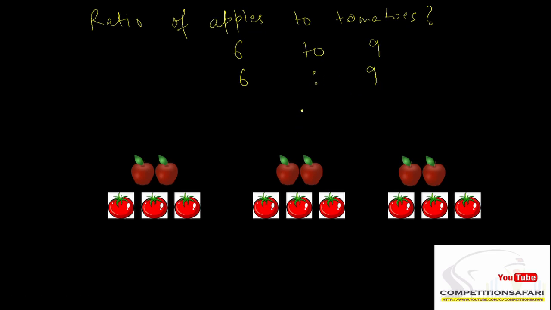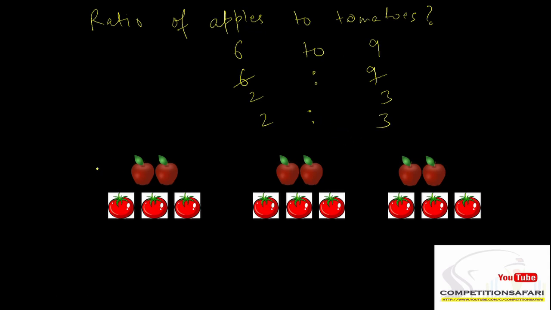We know that ratios can be reduced to their simplest forms. So 6 and 9 both are multiples of 3. They can be reduced to 2 to 3. So the ratio will be 2:3 for apples to tomatoes. What it means is that it is giving us a relation between two quantities. So the ratio of apples to tomatoes is 2:3.